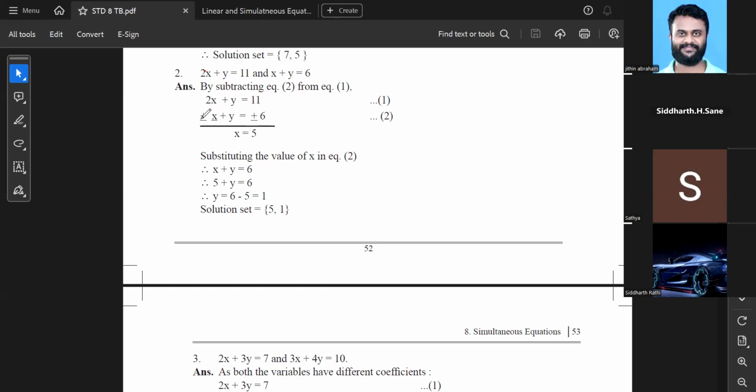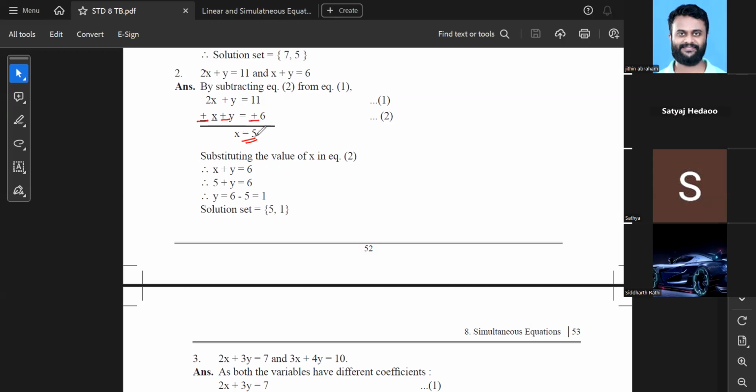So in this case, when I did subtraction, as you know, the signs changed. Here, x initially was positive, it became negative. Y initially was positive, it also became negative. 6 initially was positive, it also became negative. Now what happened? 2x minus x, you'll get x. Y minus y gets cancelled. 11 minus 6, 5.